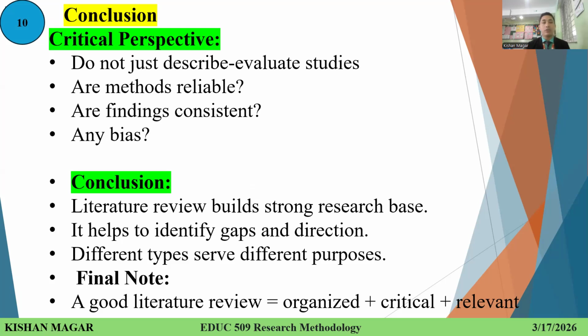In conclusion, I would like to say a literature review reveals the strong research base. It helps to identify gaps and direction. Different types have different purposes, so we cannot separate the types on the basis of their importance. They are important on their own. If we combine all the types of literature review, we can make our research more effective and powerful. As a final note, a good literature review is organized, critical, and relevant to the present time.